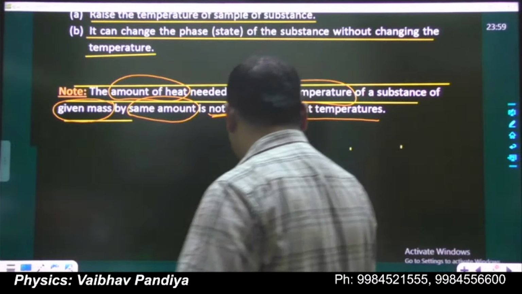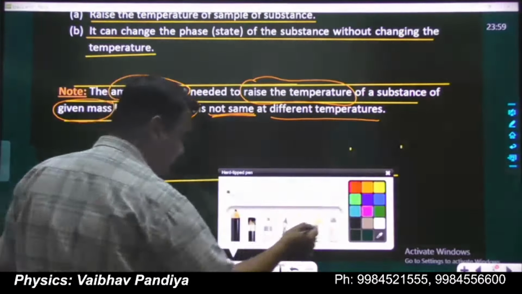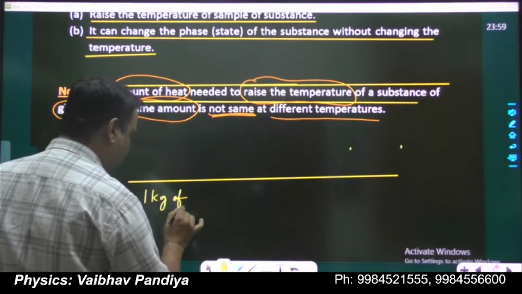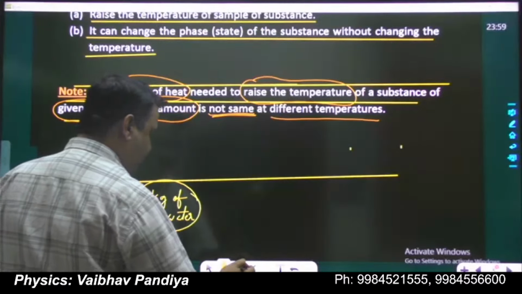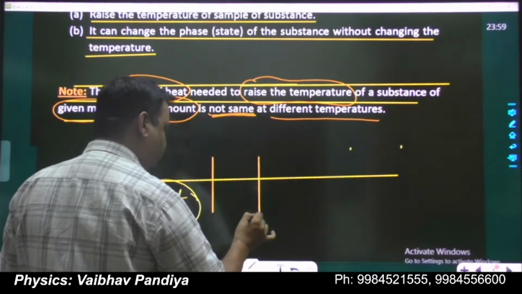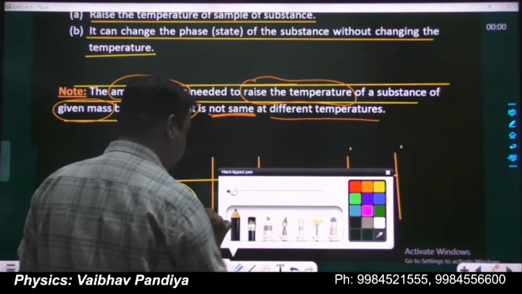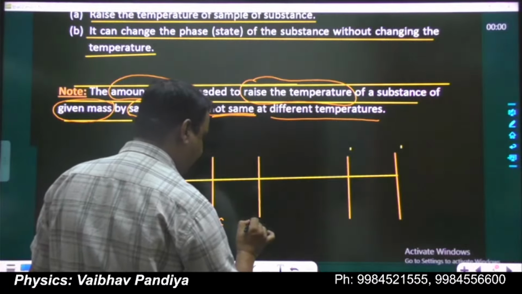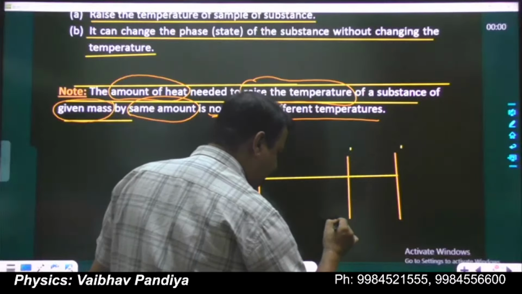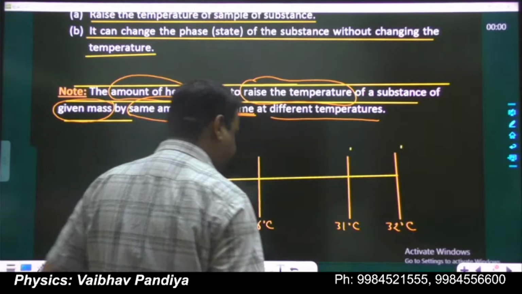Suppose we have 1 kg of water and you want to raise the temperature, say from 15 degrees Celsius to 16 degrees Celsius, and then you want to raise it further, say from 31 degrees Celsius to 32 degrees Celsius, okay?